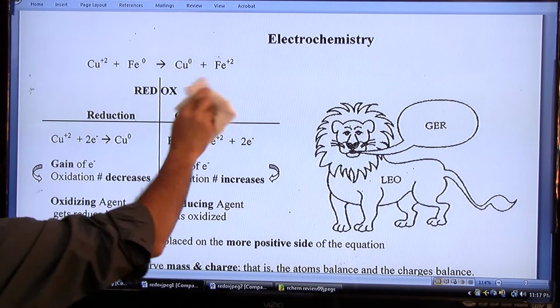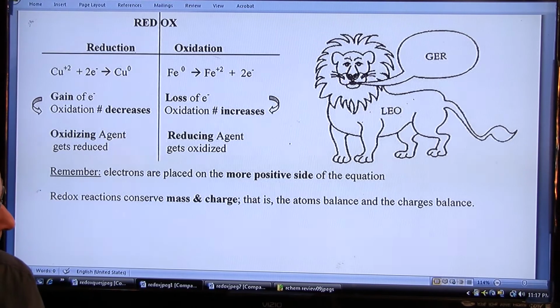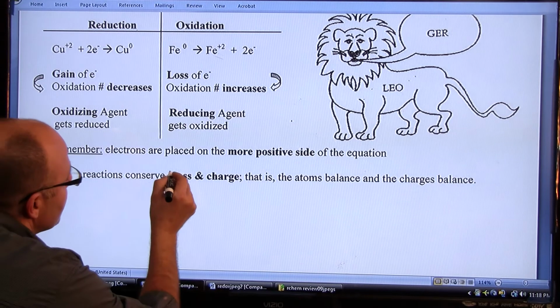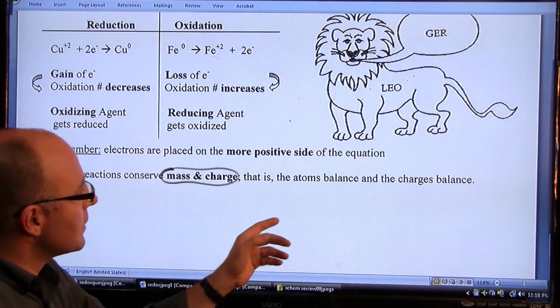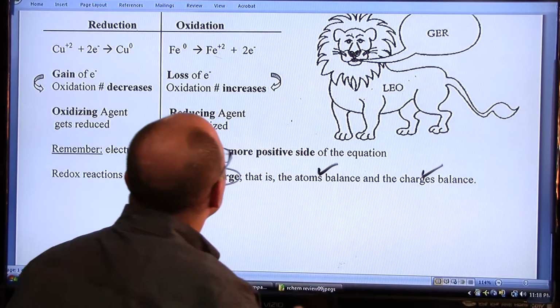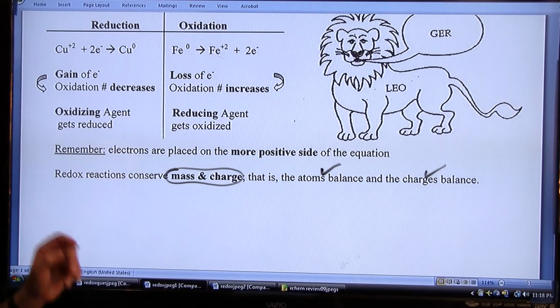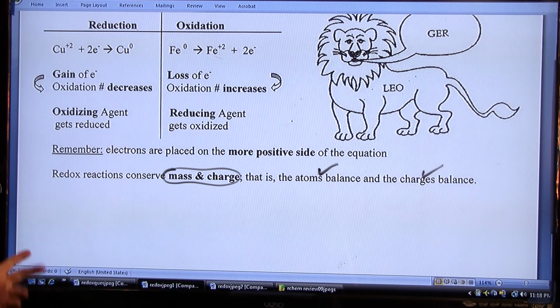One more thing on this panel we ought to know. Let me drop this down. And that is, we're told, redox reactions conserve mass and charge. All right? They conserve mass and charge. And what does that mean? That means they have to balance in terms of atoms and in terms of charges. So if you look at the first reaction, all the way up on top, the total charge on both sides is +2, and the atoms balance.